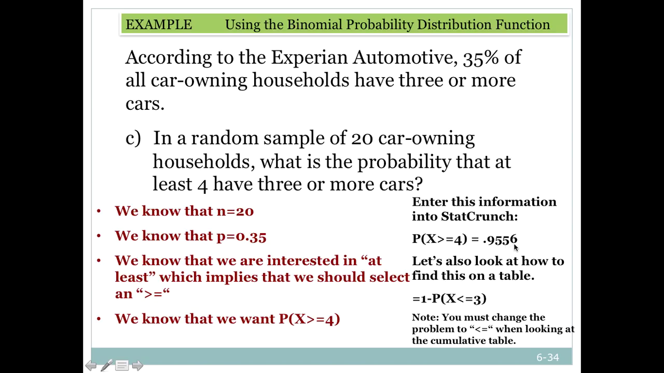Now at this point, if you want to try this in StatCrunch, I would go ahead and pause it and make sure that you're able to replicate this value. You should be able to pretty easily by putting in 20 trials, probability of success of 0.35, selecting the greater than or equal to symbol, and typing in a 4.